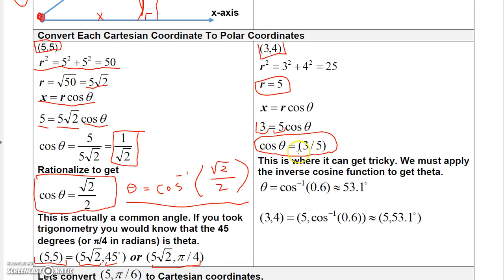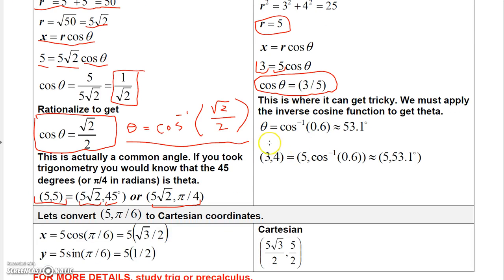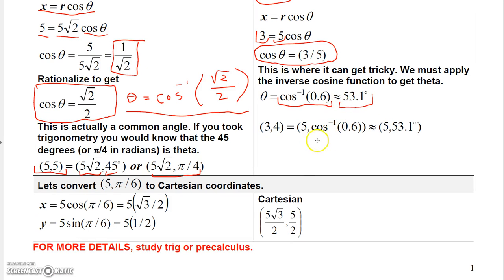Okay, well this gets a little tricky. So now we're going to go to the calculator and apply the arc cosine function to 3/5, which is 0.6. In degrees that's going to be 53.1 degrees. So you could write your r as 5 in both cases, and in radians theta would be whatever the arc cosine of 0.6 is, but in degrees it would be 53.1 degrees for theta.